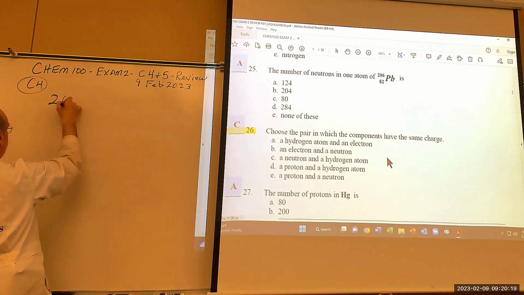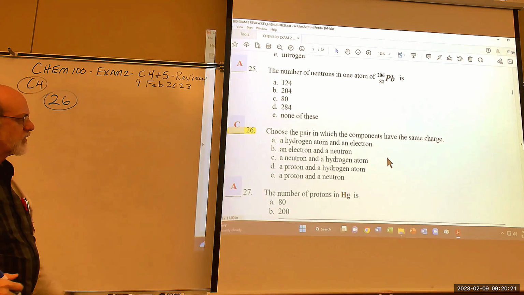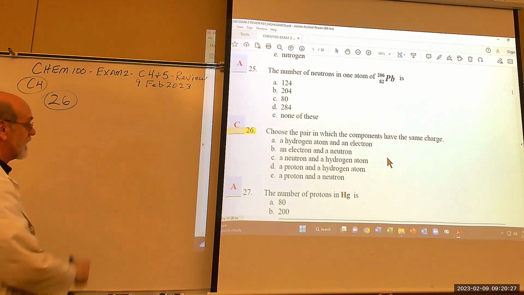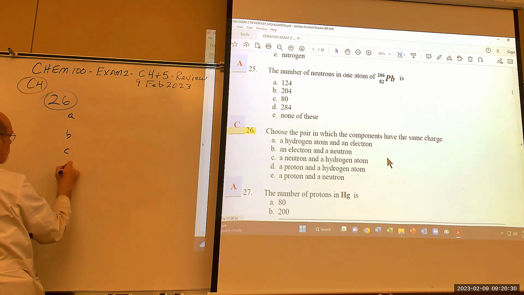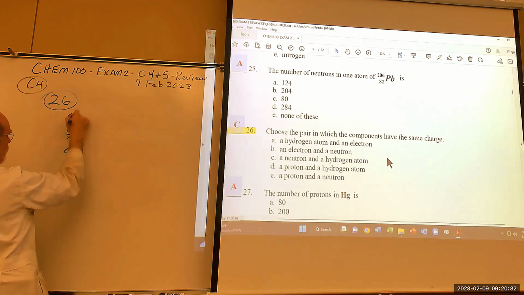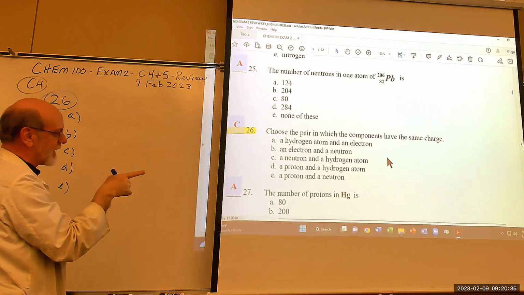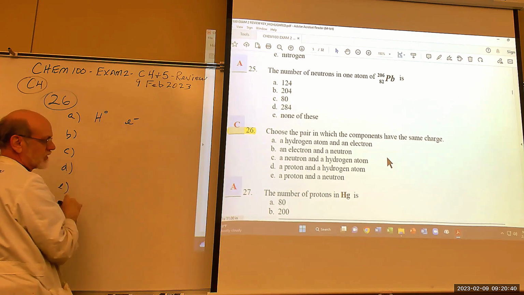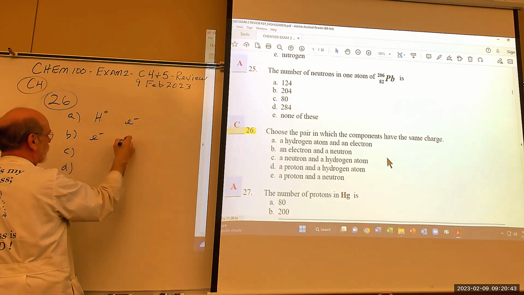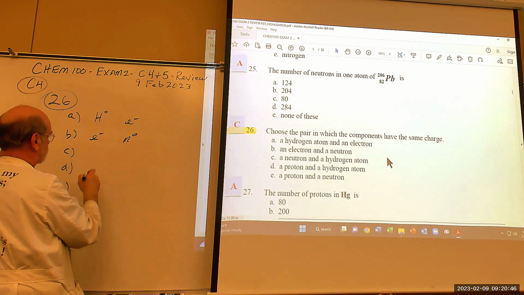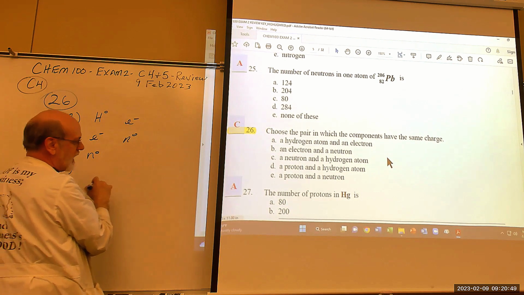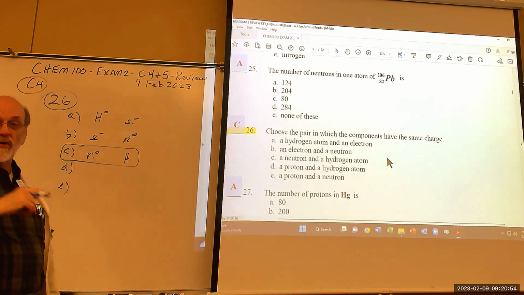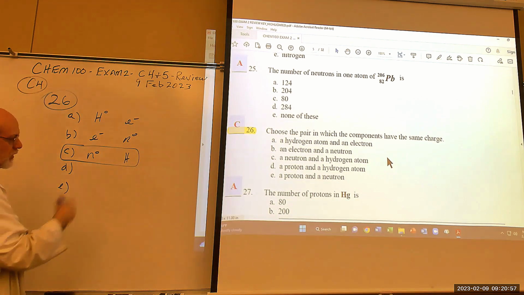26. Choose the pair in which the components have the same charge. Okay, let's do this one at a time. So a hydrogen atom and an electron. Hydrogen atom is neutral. Electron is a negative charge, so it can't be that one. How about an electron and a neutron? Nope, not the same charge. Neutron and a hydrogen atom. Yep, they are exactly the same charge. They're both neutral. We can go ahead with the other ones.